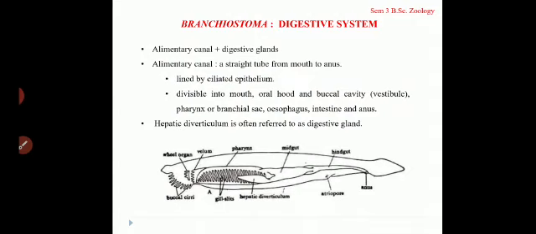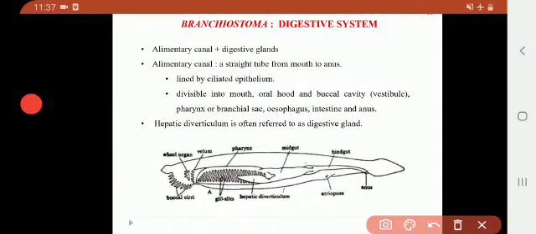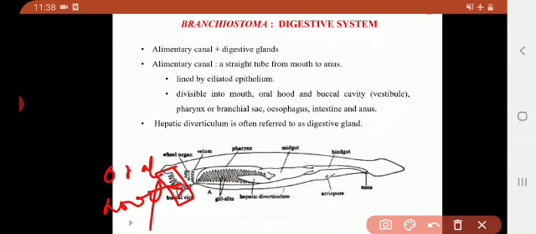Here you can find the mouth is not visible from outside. It is actually enclosed or covered over by the buccal cirri. This part is actually referred to as the oral hood. Fine. It is known as the oral hood, right?